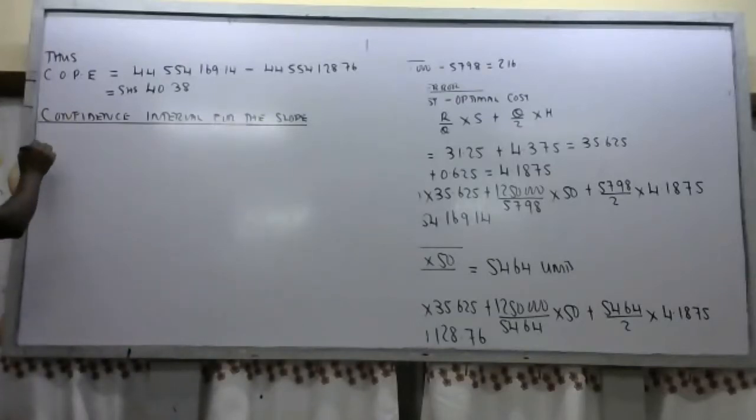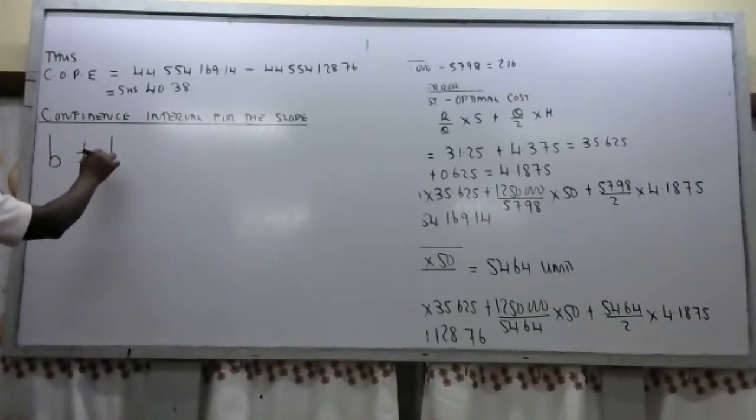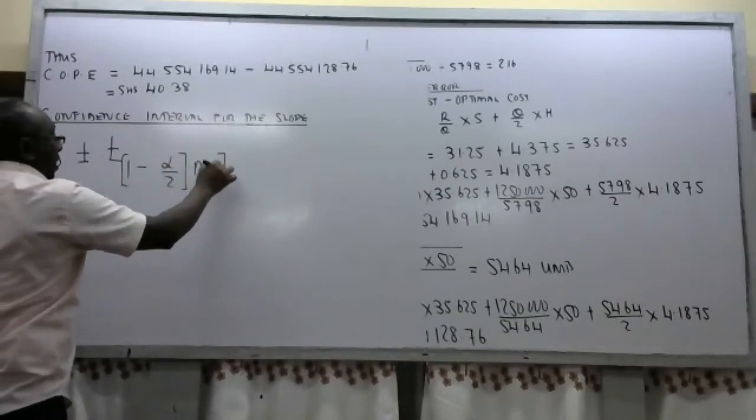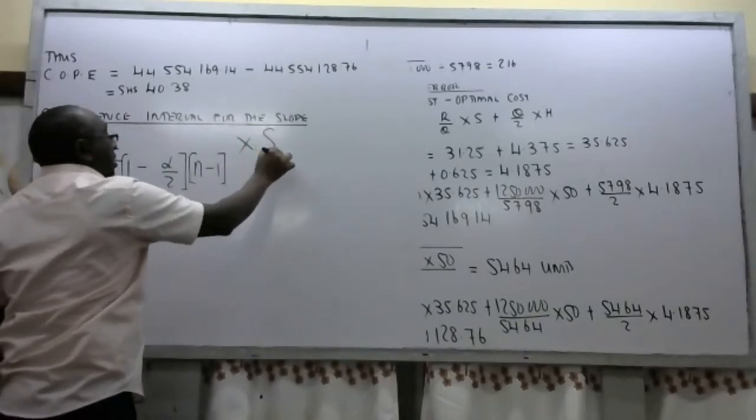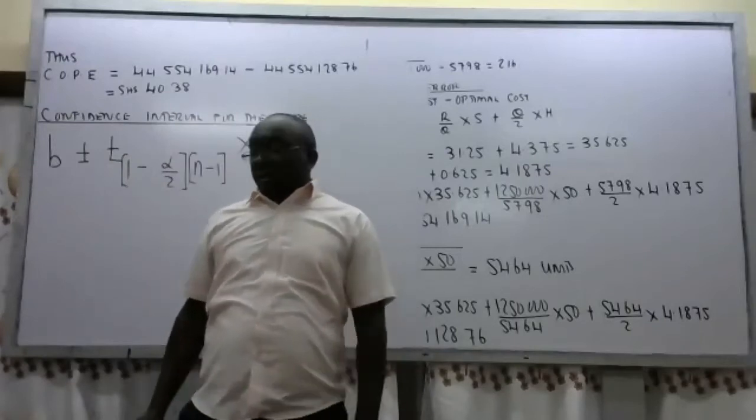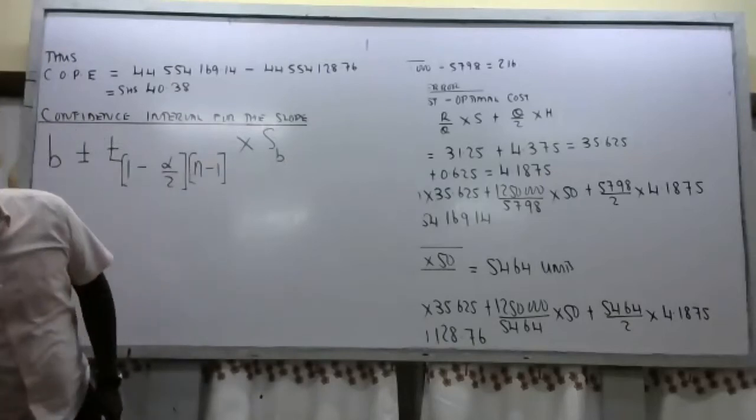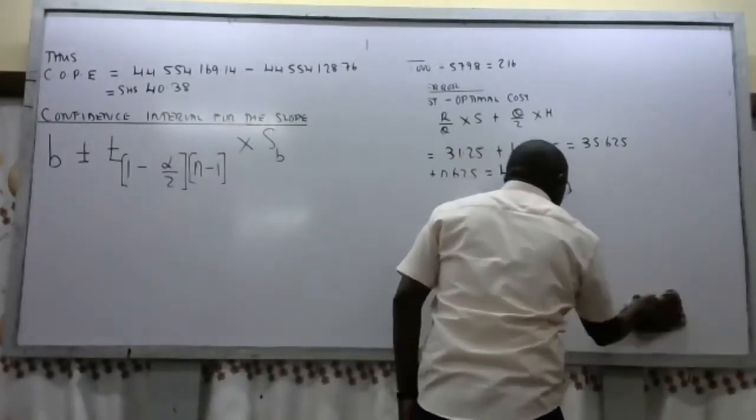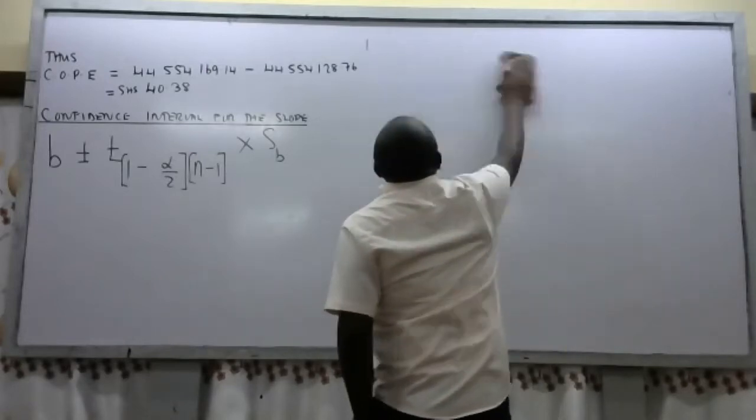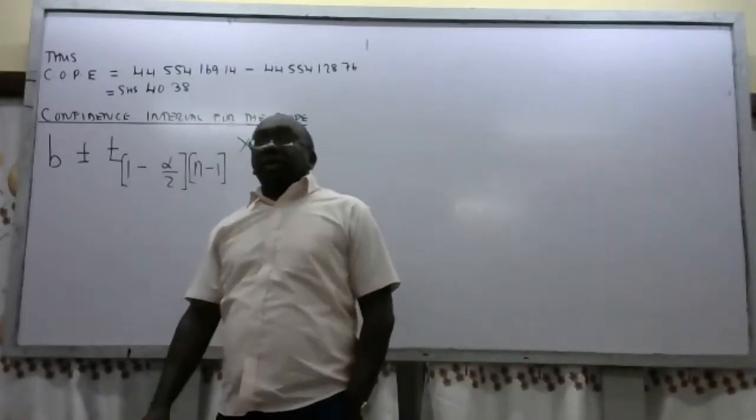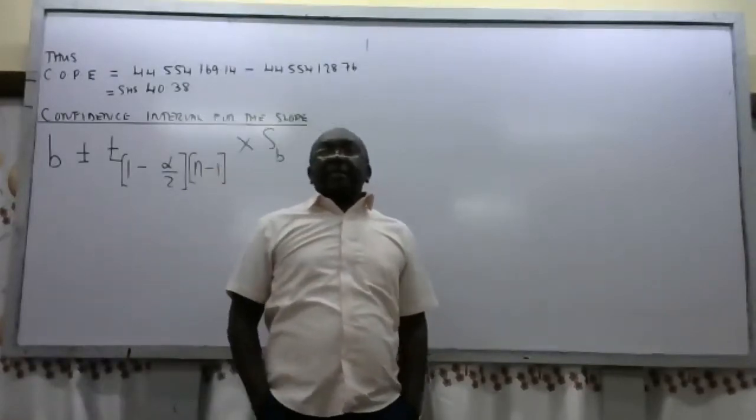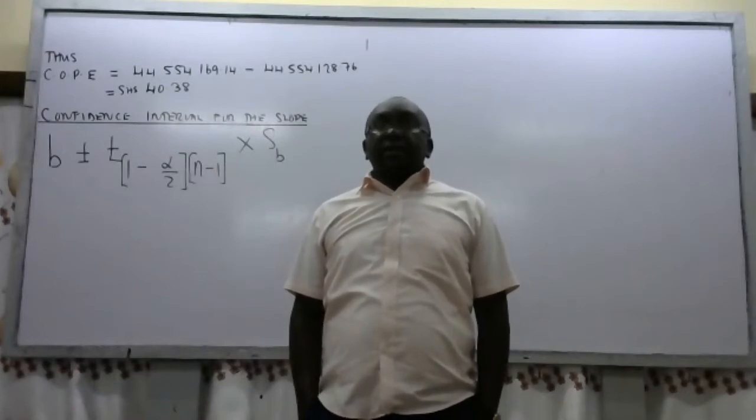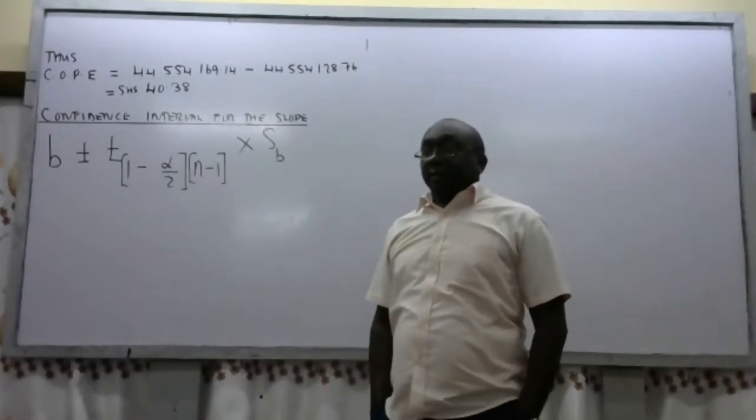So just want to remind you the formula that is written as B plus or minus T 1 minus alpha out of 2, N minus 1 you multiply by SB. So we came across that formula when we were dealing with the reliability tests. So I wish to leave it at that juncture so that you can use it as an assignment. You apply those values. The same thing to do with the part B, which is talking of the regression assumptions. We discussed 6 regression assumptions. So I propose that we go through them again and see which one applies in our question.